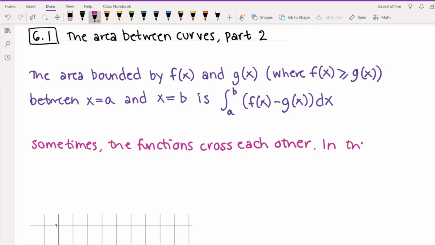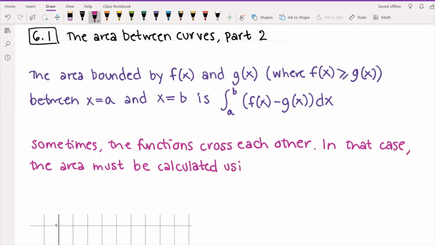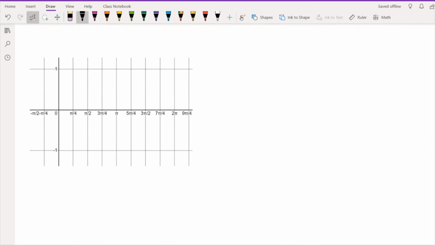So in that case, the area will need to be calculated by two different, or maybe even three different integrals. So basically, the idea is that in order to get this to work, you always have to do top function minus bottom function. And so if that's switching, you're going to have to do a different integral for each change of what's on the top and what's on the bottom. So let's look at an example.